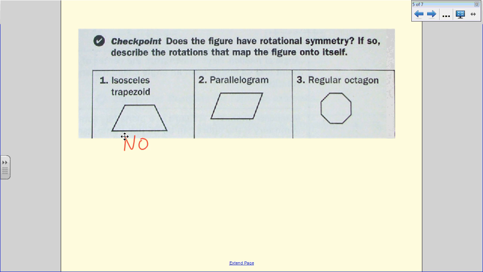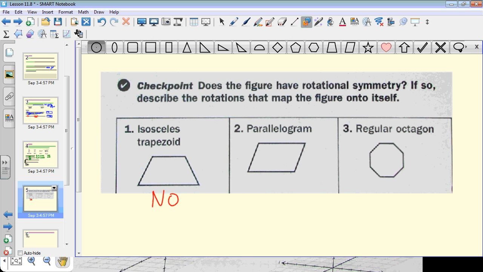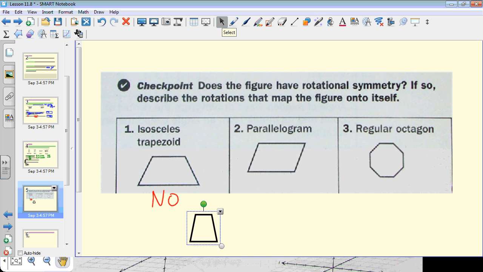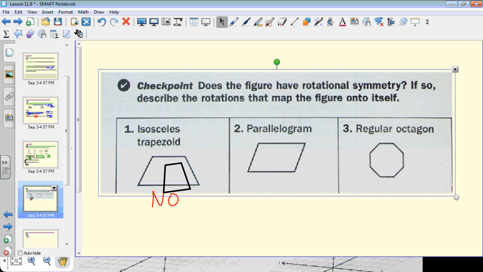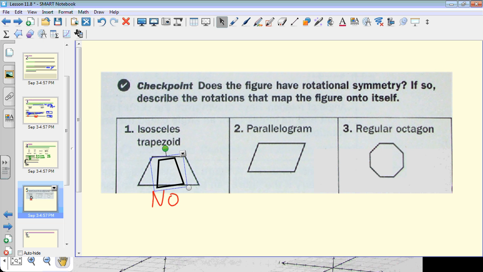If I put in a trapezoid, we do have a trapezoid right here. So let's put that trapezoid in. If we take and turn this, as we look, it looks completely different. Let's put this up here. Let's try and see if we can get these to match up. Pretty close. So if we rotate this, it's never looking exactly the same in any turn. So we don't have our trapezoid.